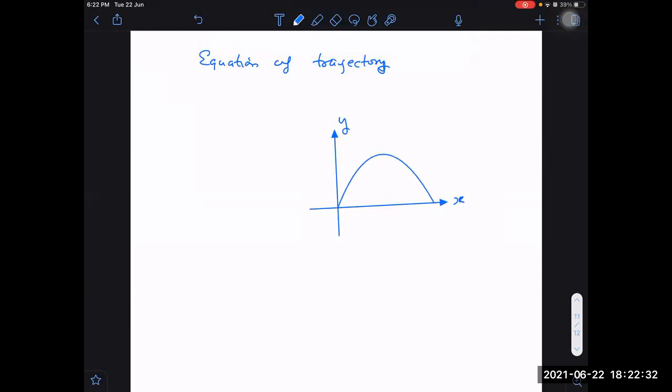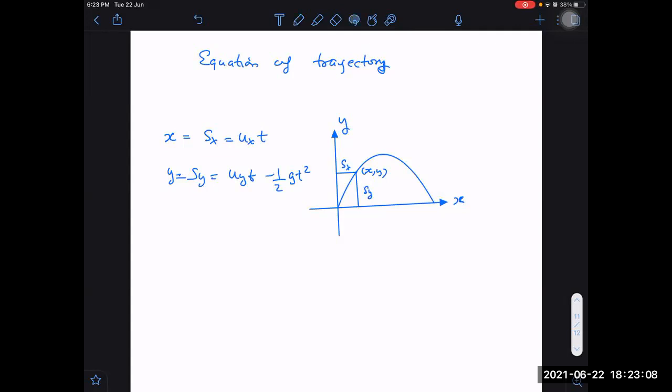You know that this is displacement along the x-axis, and this is displacement along the y-axis. These displacements are just x and y coordinates, right or not? Yes, sir. So x is nothing but sx, which is equal to ux into t, and y is nothing but sy, which is equal to uy t minus half of g into t square. Right or not?